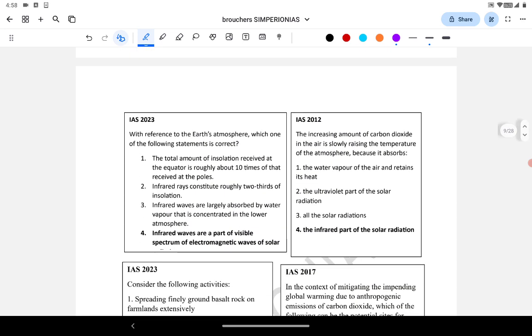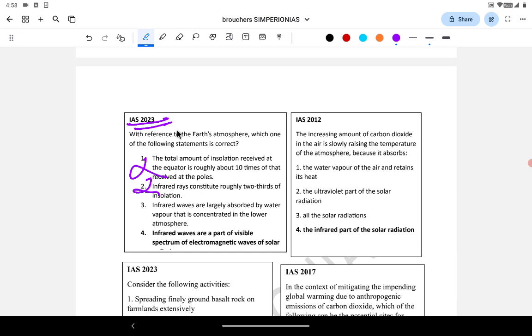The next question, from 2023, is regarding the Earth and atmosphere and infrared radiations. The total amount of insolation received at the equator is roughly about 10 times that received at the poles. Usually, it's factually wrong. Infrared constitutes roughly two-thirds of insolation. Not true at all. It's usually not true.